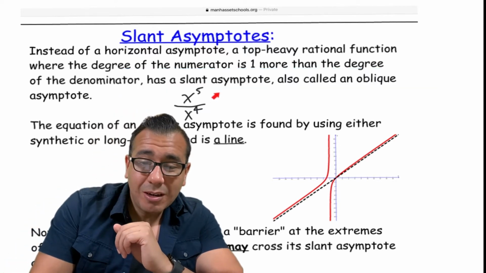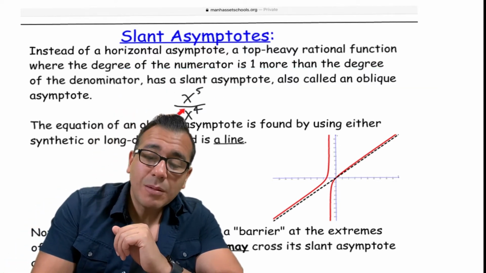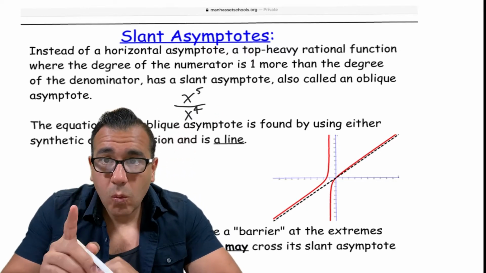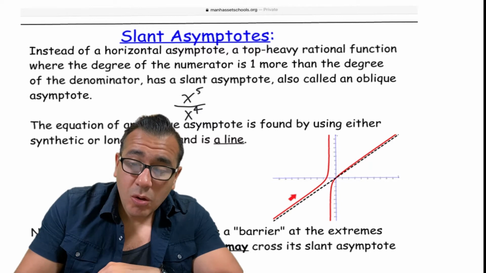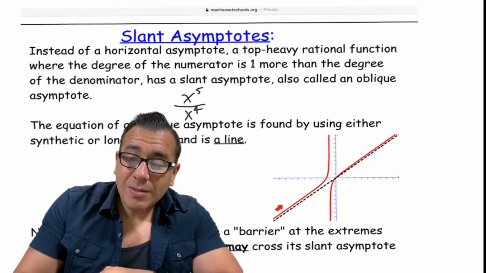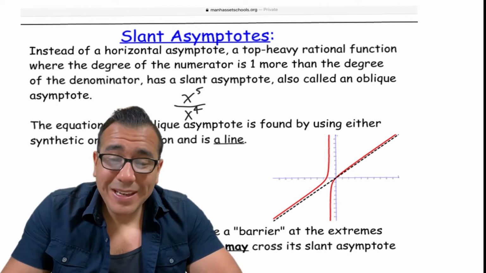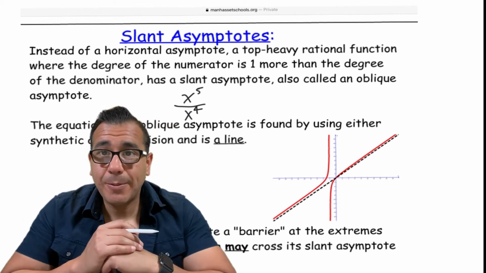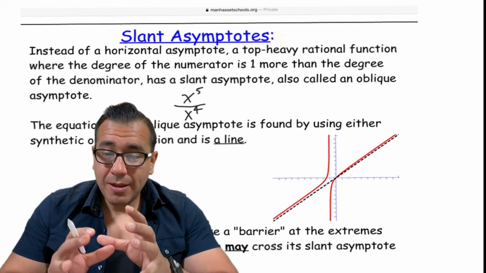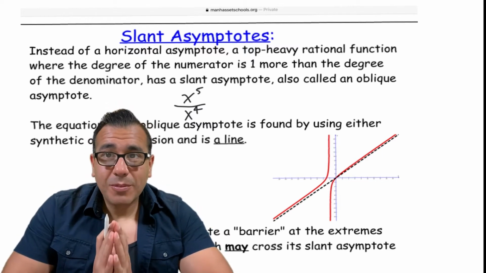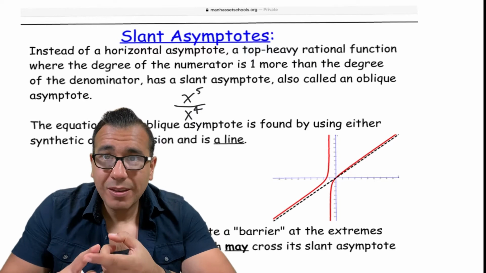When you look at the largest exponent in the numerator, it's going to be greater than the degree of the denominator by exactly 1. That's how we know we're going to get one of these slant asymptotes, these oblique asymptotes. I just wanted to make sure you understand when these are going to be formed. So that's the most important thing.